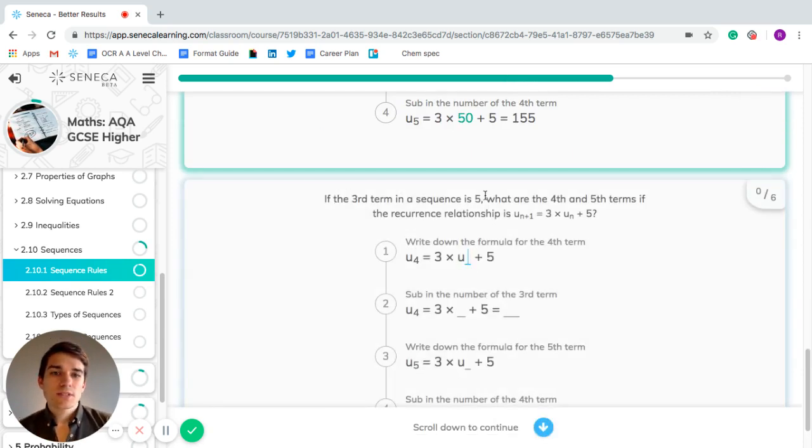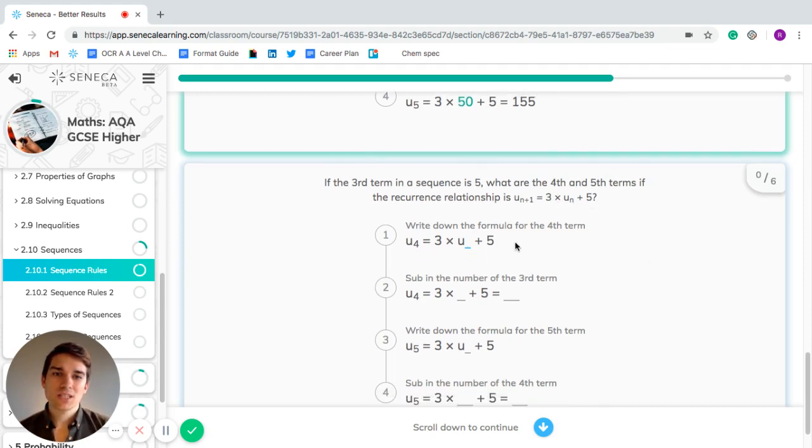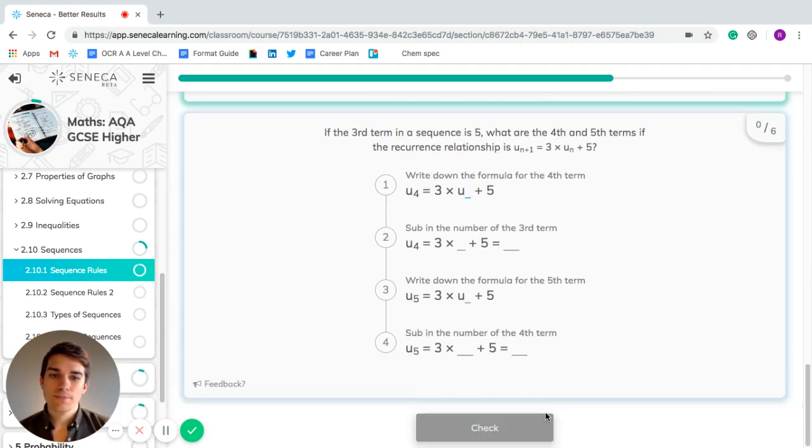If the third term of the sequence is 5, what are the fourth and fifth terms if the recurrence relation is u n plus 1 equals u n plus 5? Now that's quite similar to the previous question we've had, so I'm just going to skim over that, but you just put in the previous terms to work out the next one.